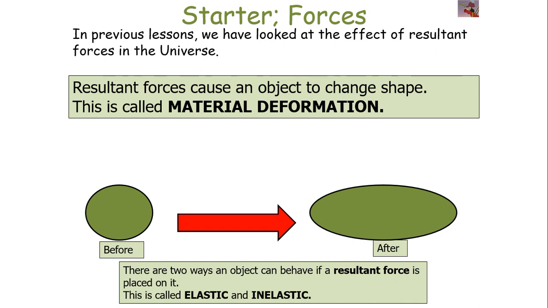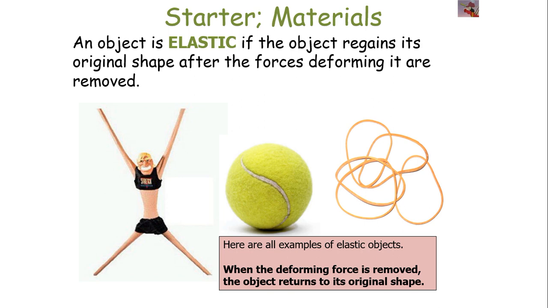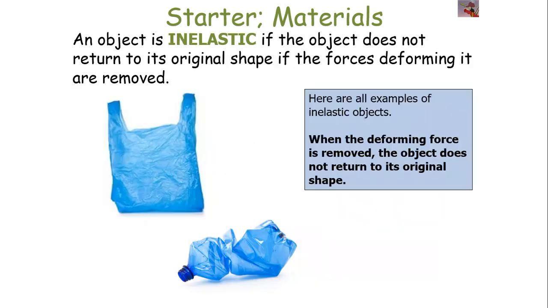Now, there are two ways an object can behave if a resultant force is placed on it. It can either behave elastically and be an elastic object, or behave inelastically and be an inelastic or plastic object. An object is elastic if the object regains its original shape after the forces deforming it are removed. So here are all examples of elastic objects. When the deforming force is removed from these objects, the object returns to its original shape.